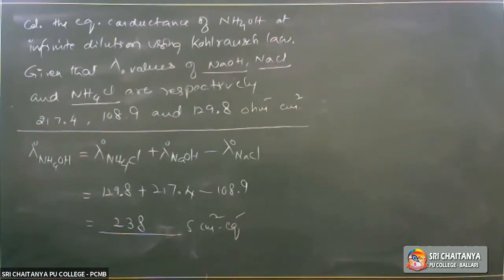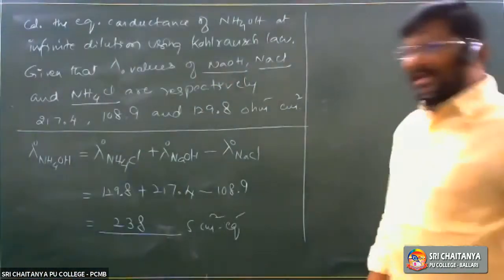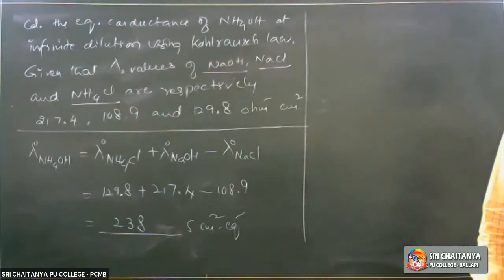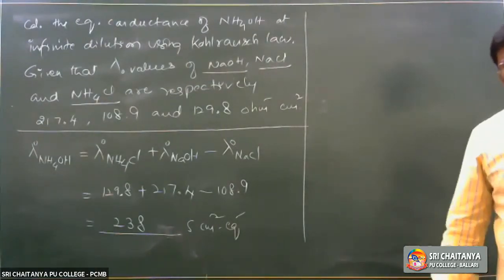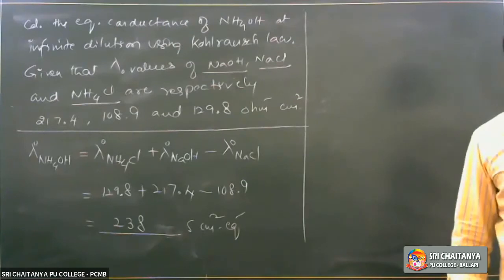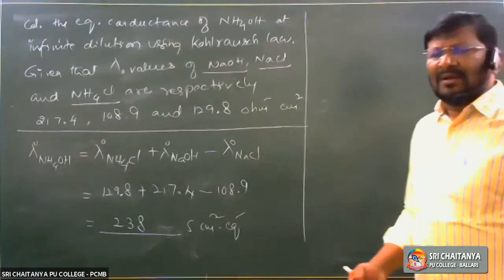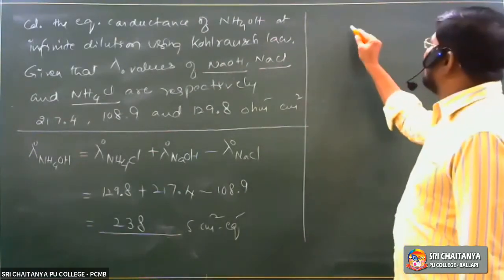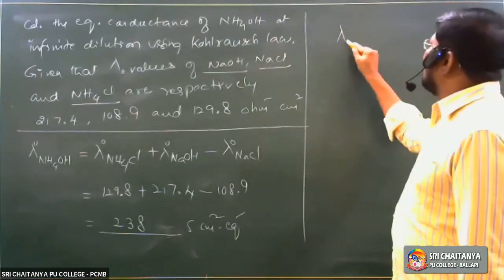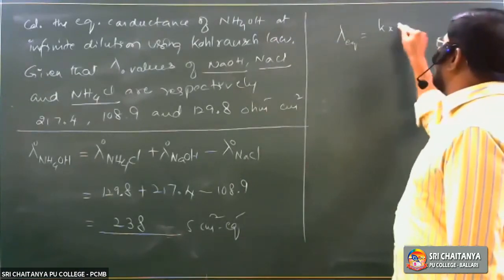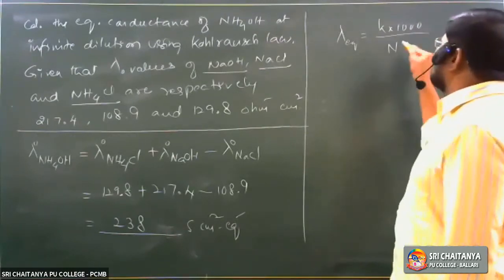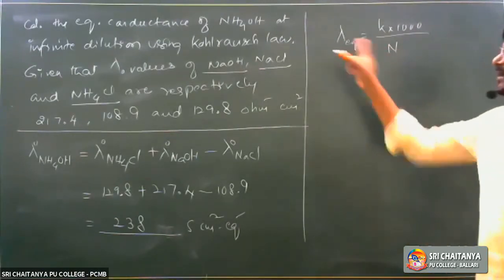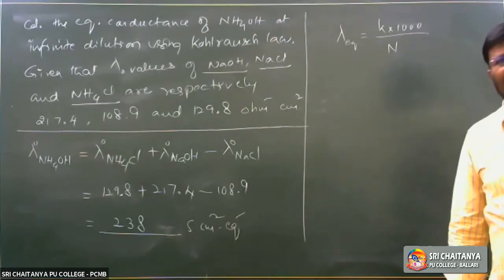You can take the screenshots. Now see, actually we know molar conductance, molar conductivity, but equivalent conductivity is some other case. How to do that? Equivalent conductivity is K into 1000 by normality. Instead of molarity, you can take normality like that.